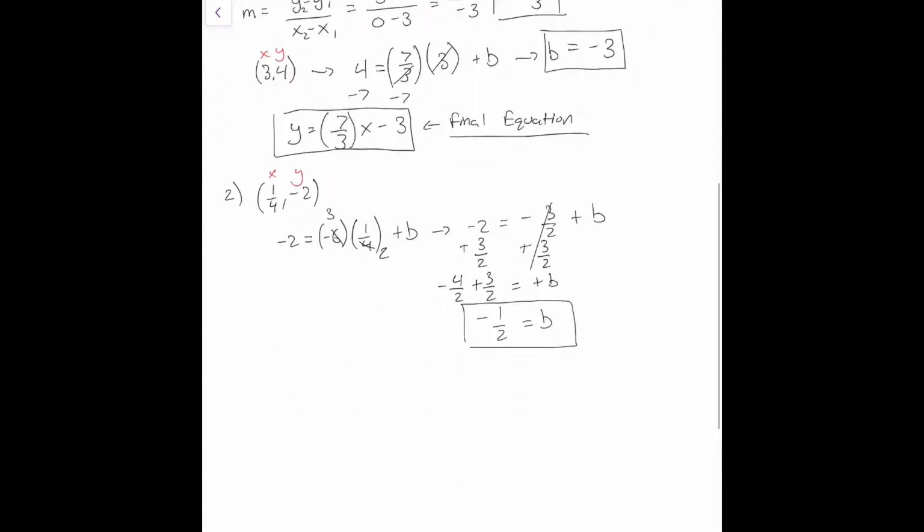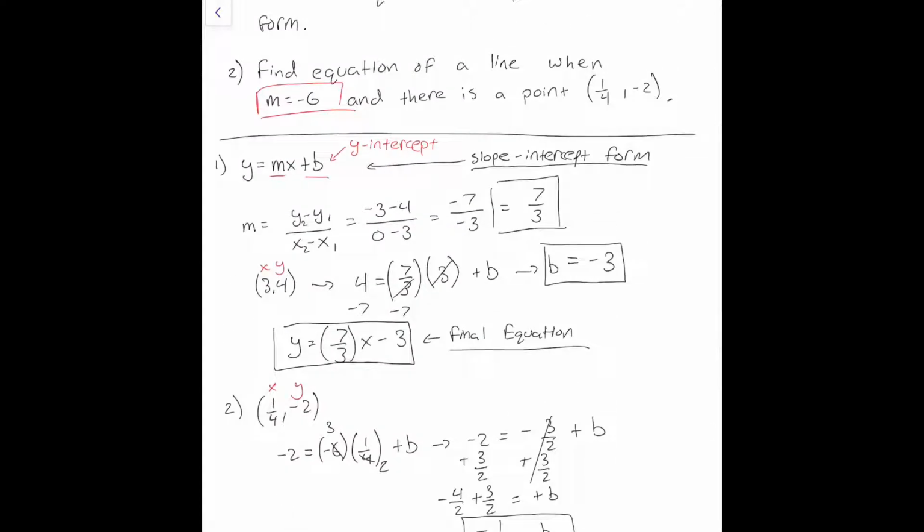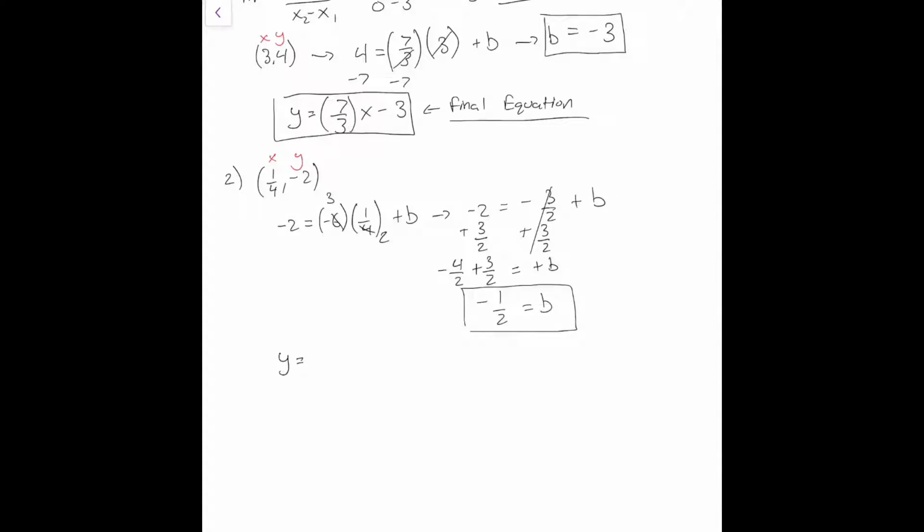So we want to plug that back into our slope-intercept form. Y equals the slope, which, remember, again, they gave us was minus 6. Y equals minus 6x minus 1/2. And that is the equation of the line in slope-intercept form.